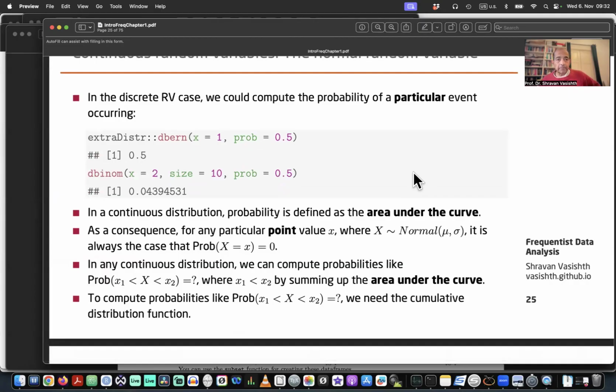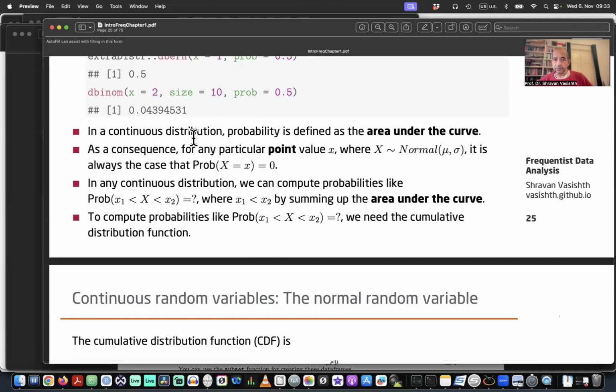Okay. So now there's a very important difference that comes up between the discrete random variable and the continuous random variable. Remember, in the discrete random variable, I can compute the probability of any one of the particular events. So in the support of X, if I have 0 to 10 possible values for successes, I can compute the probability of every one of them using the d-binom function, right? Here's the probability of getting exactly 2 successes in 10 trials, okay?